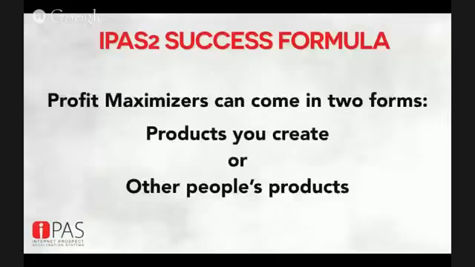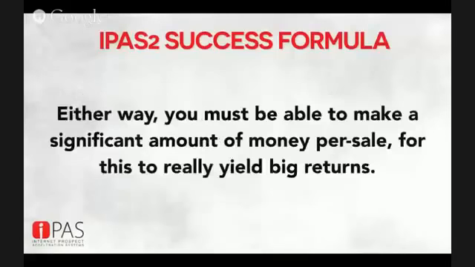So profit maximizers can come in two forms. You guys, it's products you can create, we covered that, or you can sell other people's products. Either way, you must be able to make a significant amount of money per sale for this to really bring in big returns. So you need to be able to make some good cash on this part for you to see that lifestyle money, the mortgage money, the new car money, okay?